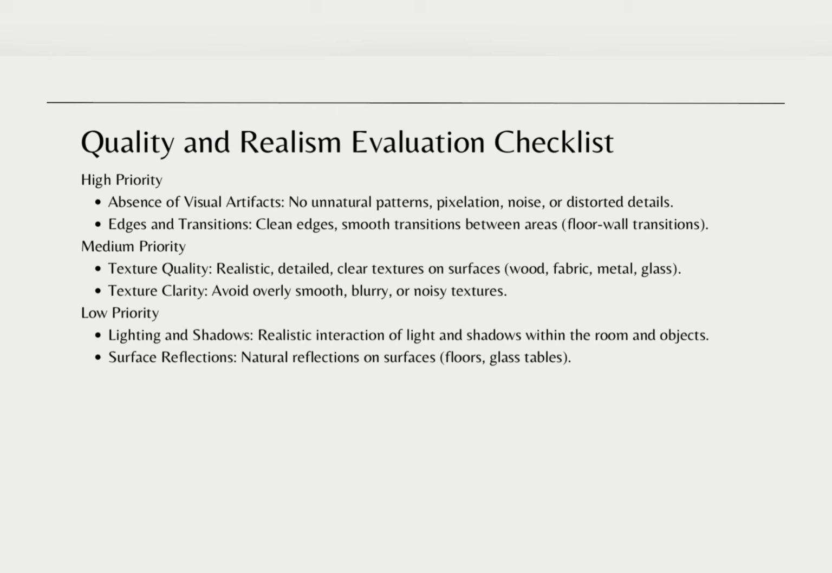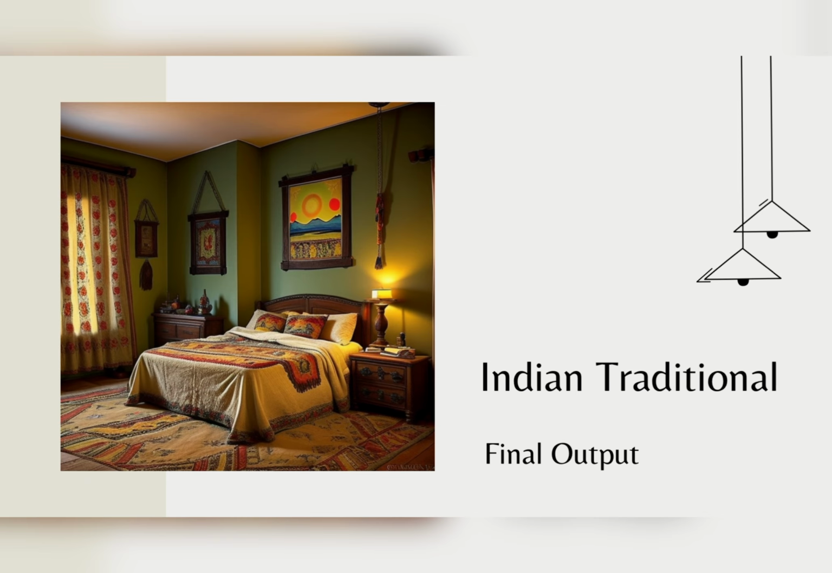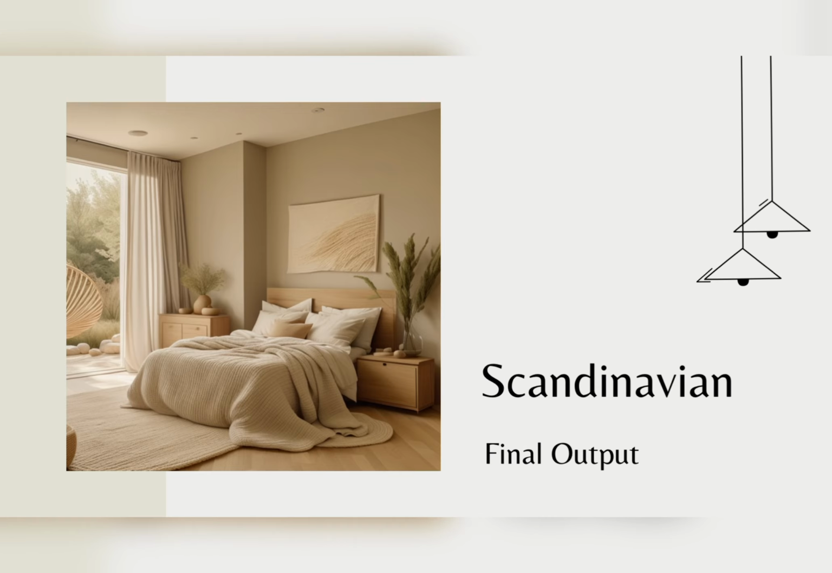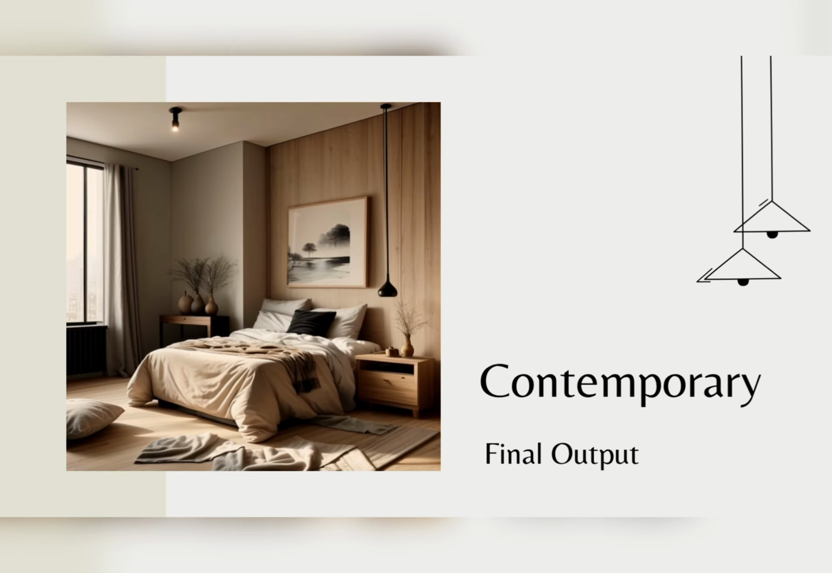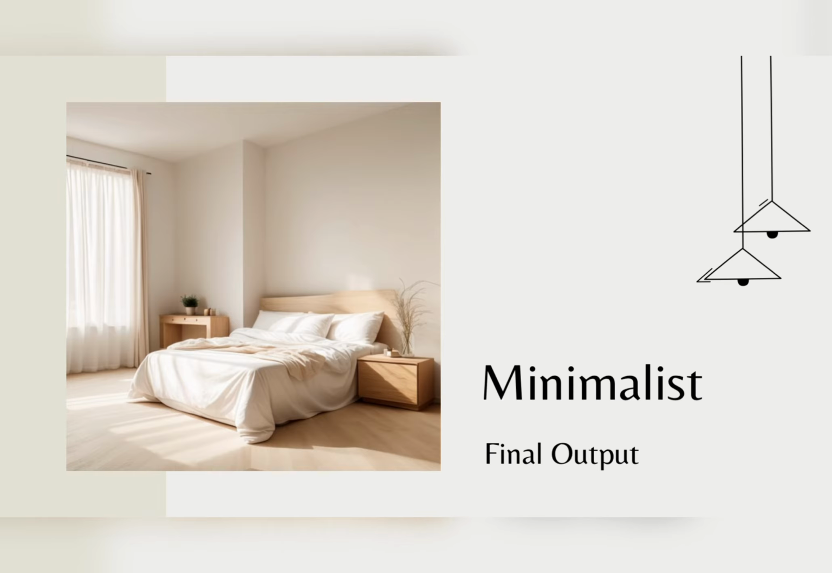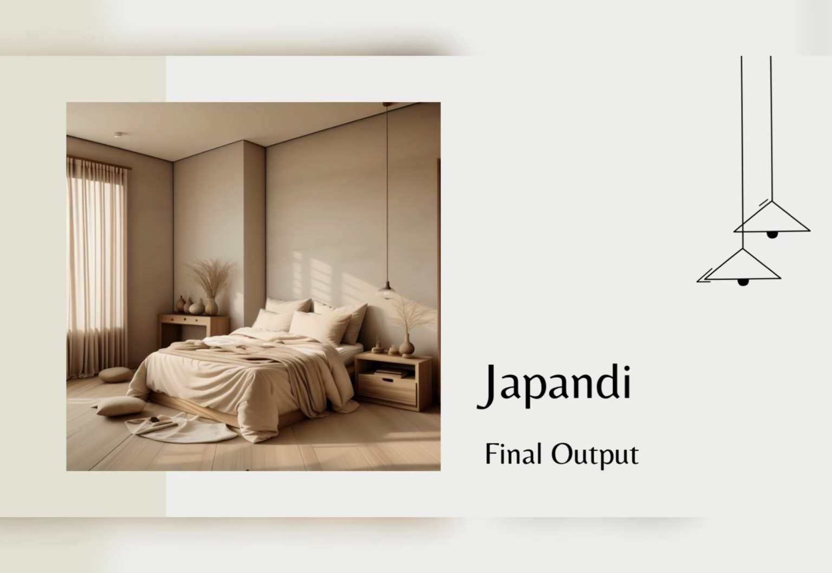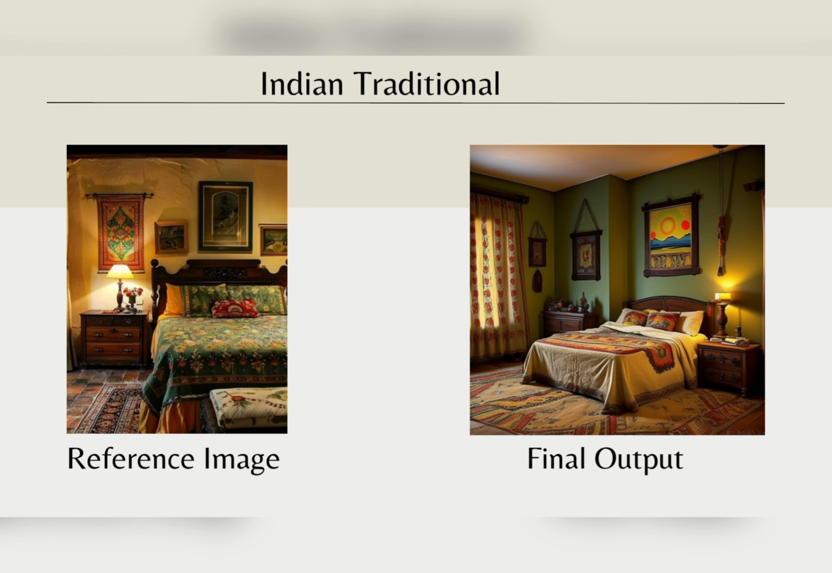Having refined my approach through strategic parameter adjustments, I arrived at the final outputs for each design style. Here's a summary of what worked well and what didn't across all styles. What worked well. The final outputs demonstrated strong structural integrity, with walls, ceilings, and major furniture placements remaining consistent with the original input image. This ensured that the transformation into different styles did not compromise the layout of the room.